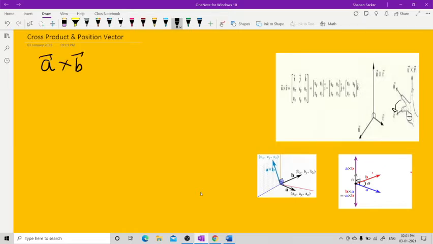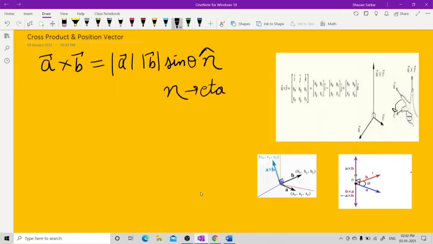This cross product is equal to modulus of A, modulus of B, modulus means length, sine theta, eta vector. This is pronounced as eta, a Greek alphabet. Right?